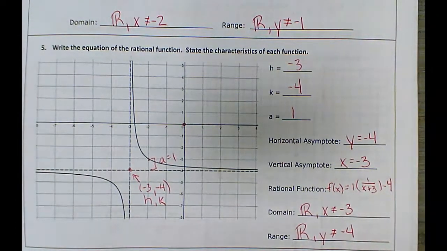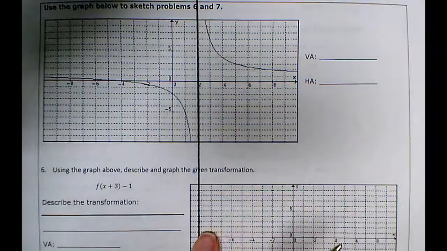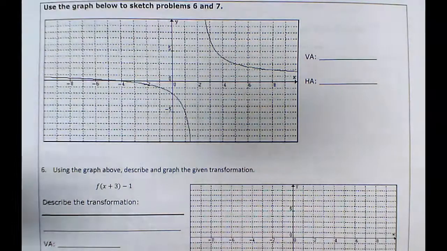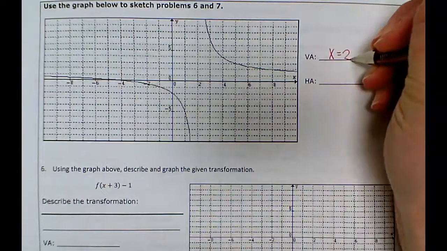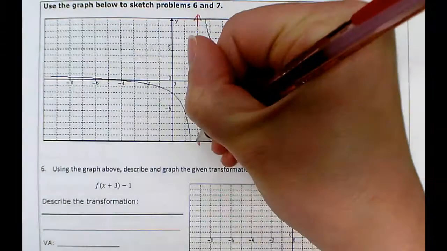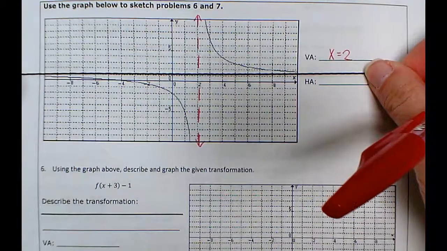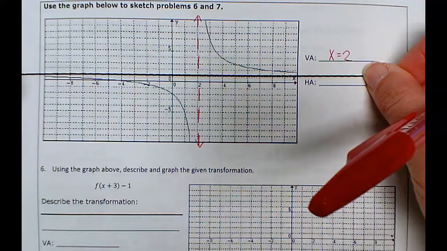Let's go to number 6. For numbers 6 and 7, it says use the graph below to sketch problems 6 and 7. So we need to identify the asymptotes here. It looks like the vertical asymptote is going right here through an x value of 2. So x equals 2 is the vertical asymptote. The horizontal asymptote looks like it's going right here. So it's going through a y value of 1.